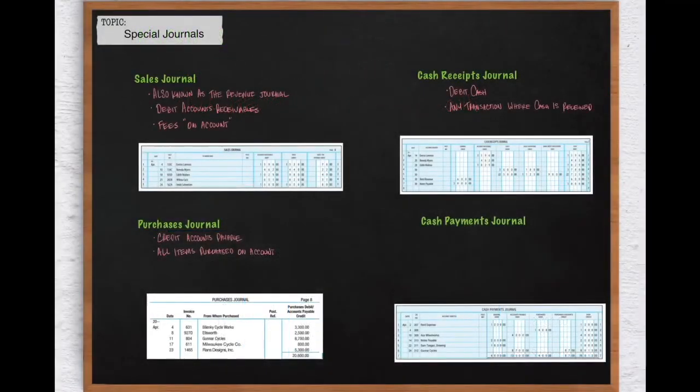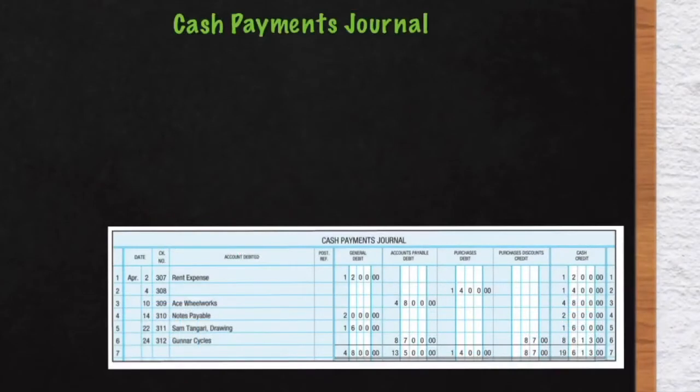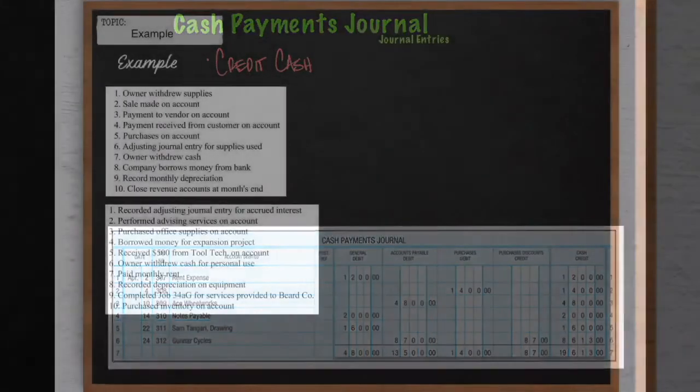Okay, now the very last special journal we have is called the cash payments journal. This is an easy one. Any transaction where you credit cash, again, any transaction where you credit cash, you must record in the cash payments journal and not in the general journal.